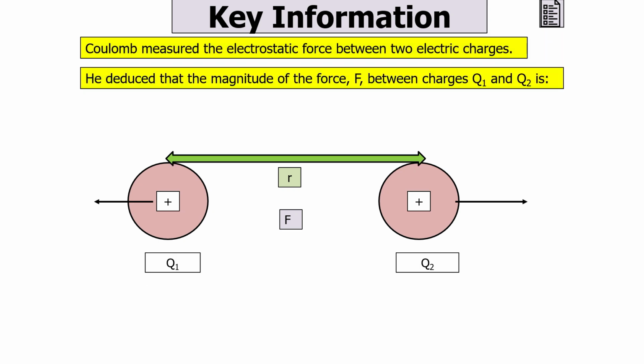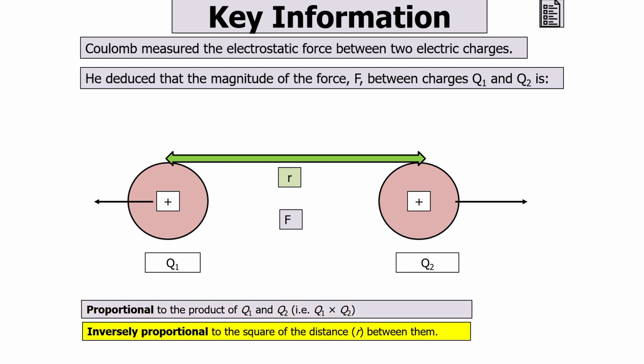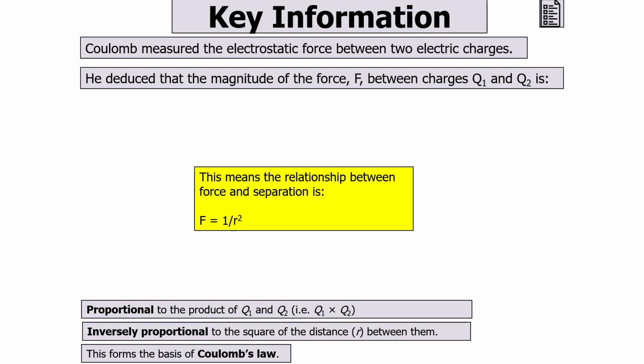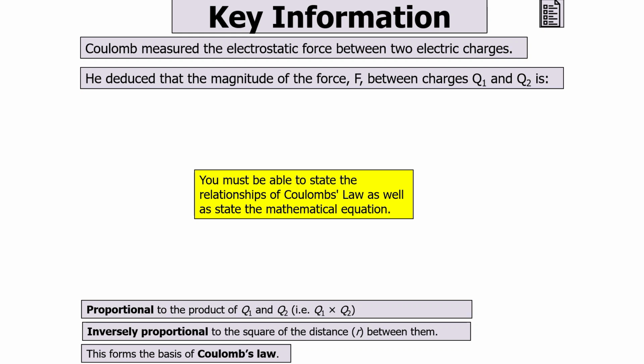So Coulomb measured the electrostatic force between two charges, and he deduced that the magnitude of the force F between charges Q1 and Q2 is proportional to the product of Q1 and Q2, i.e. Q1 times Q2, but inversely proportional to the square of the distance r between them, and this forms the basis of Coulomb's law. So this means that our relationship between force and separation is F is proportional to 1 over r squared. This tells us that when the separation is doubled, the force exerted decreases by a factor of 4, 2 squared.